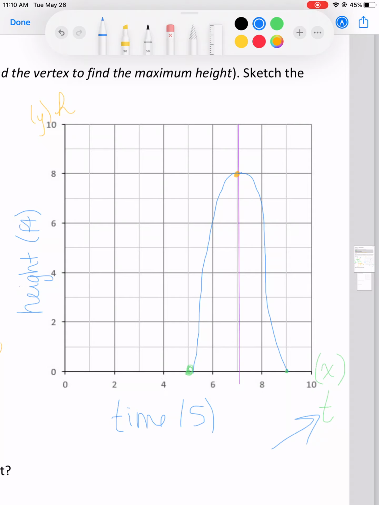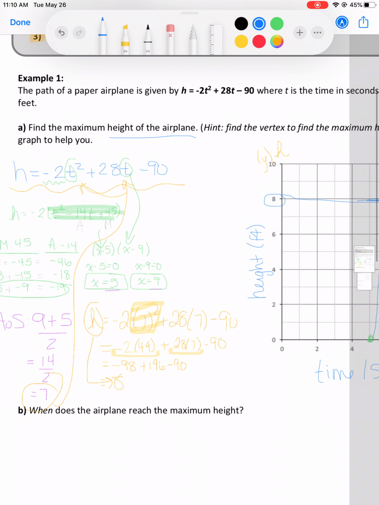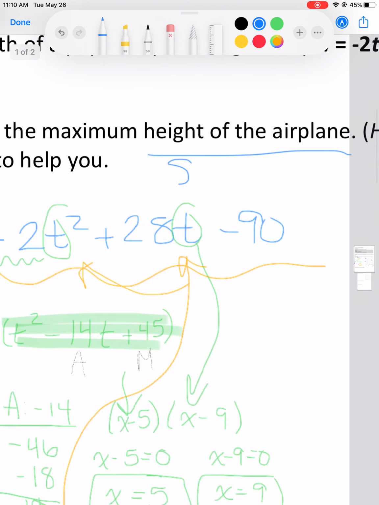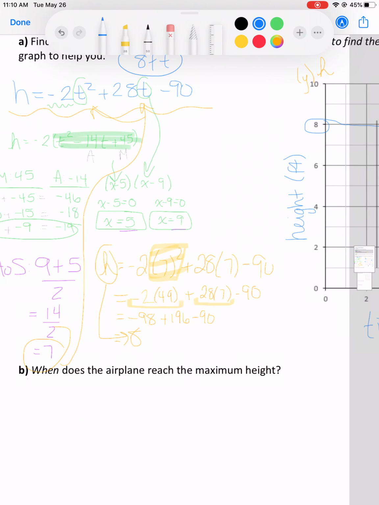So what's the maximum height? Well, this is the highest point right here. So the maximum height is 8 feet. So, sketch the graph. What's the maximum height? 8 feet. That's the highest it goes. Yeah. When does the airplane reach the maximum height?